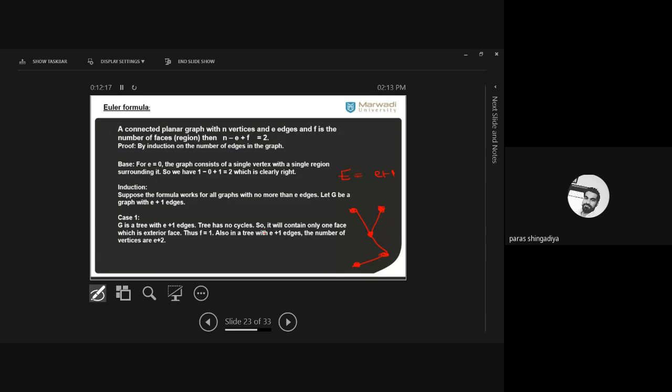So we consider one tree in the case 1, which is always connected, and it has E plus 1 edges. How many edges does it have? E plus 1. Clear? It has no cycle, no circuit, no connected area. So the number of faces will be 1. Now the next result is important.